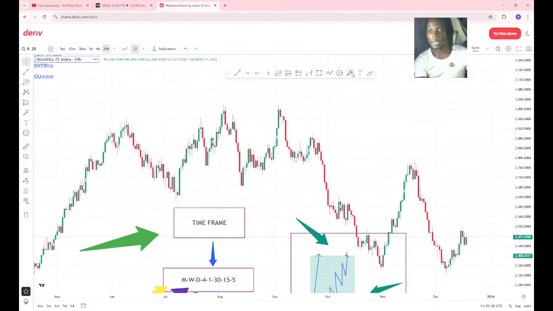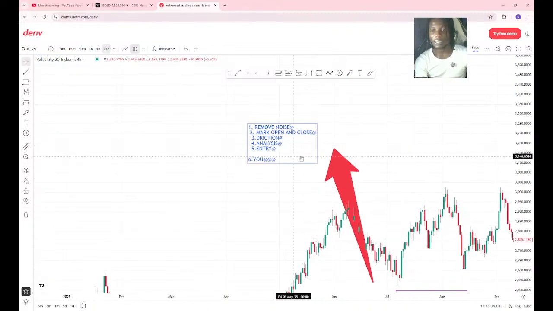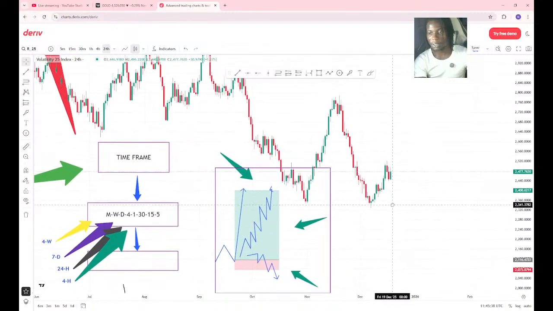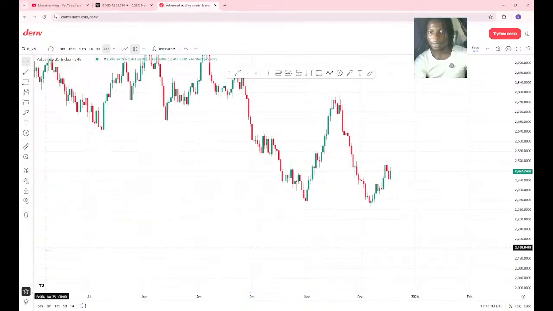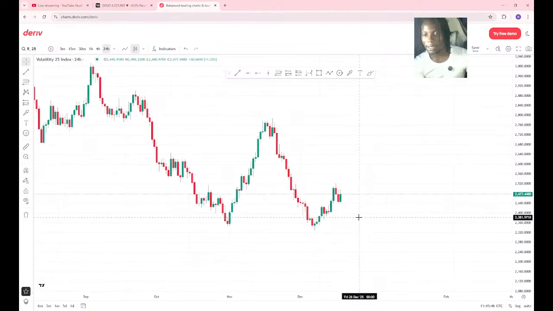So we are on the daily time frame here, which is 24 hours. This is the strategy. You can screenshot it or save it and help yourself. Let me take this off so you guys can see this. And yes, don't get scared, all this recording will be on YouTube later on.